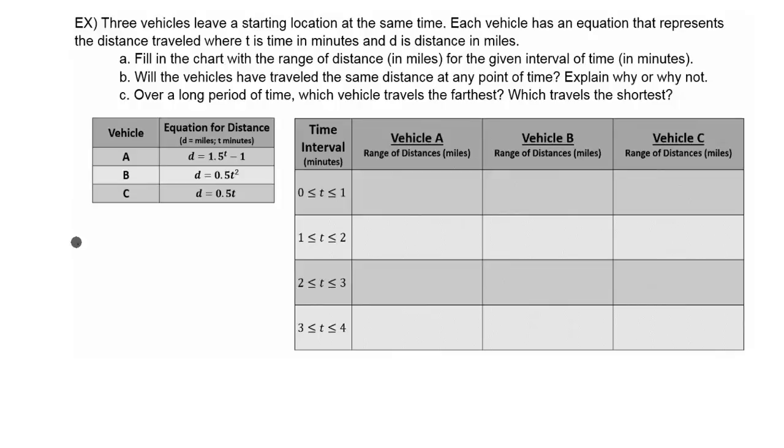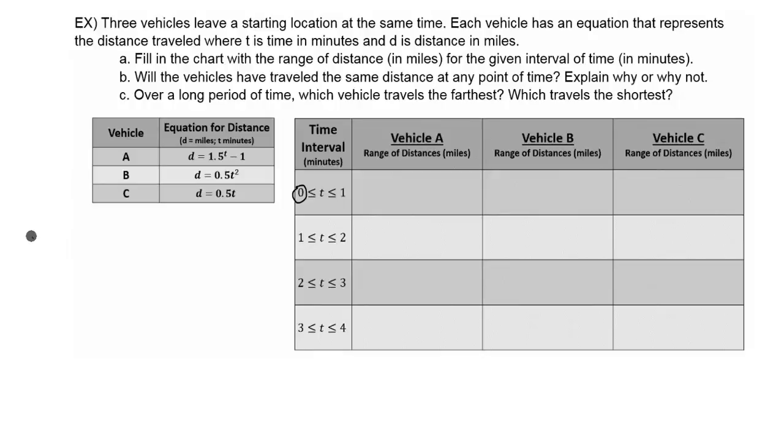So first I'm going to do this by hand, and then I'm going to show you a way to do it quicker in the calculator. So the first thing we want to do is figure out for vehicle A how far it traveled after 0 minutes. Well, all you'd have to do is plug in that time for this variable t here in the equation that represents the distance for vehicle A.